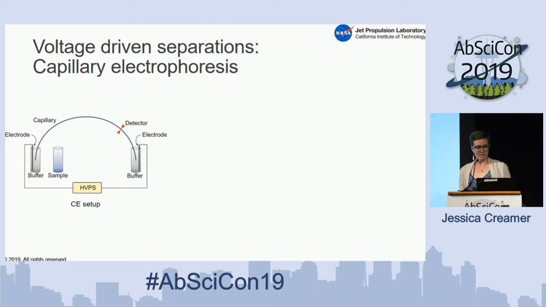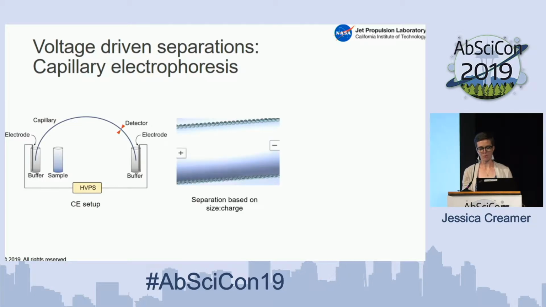So CE works by filling a small bore capillary, about 50 micron inner diameter, with a conductive solution. You can then inject your liquid sample directly onto the capillary, and when you apply a voltage, everything in that plug starts to separate based on its size to charge ratio. So you start to get a separation of all the different compounds in solution.